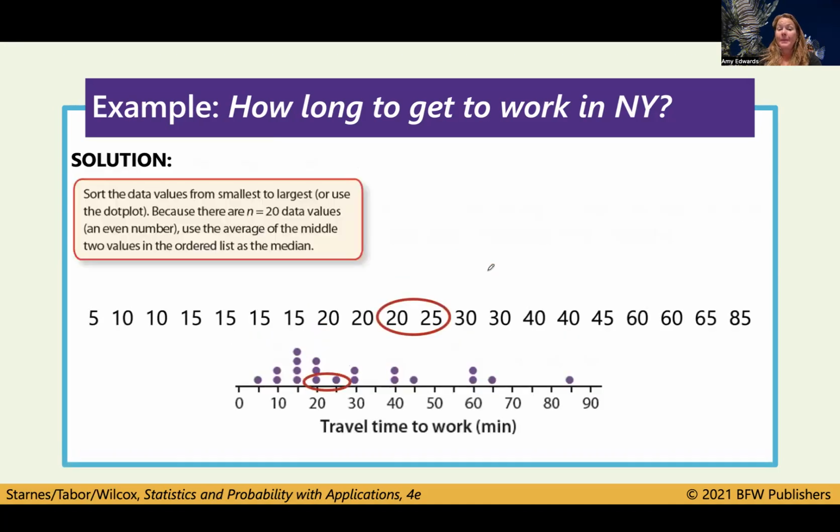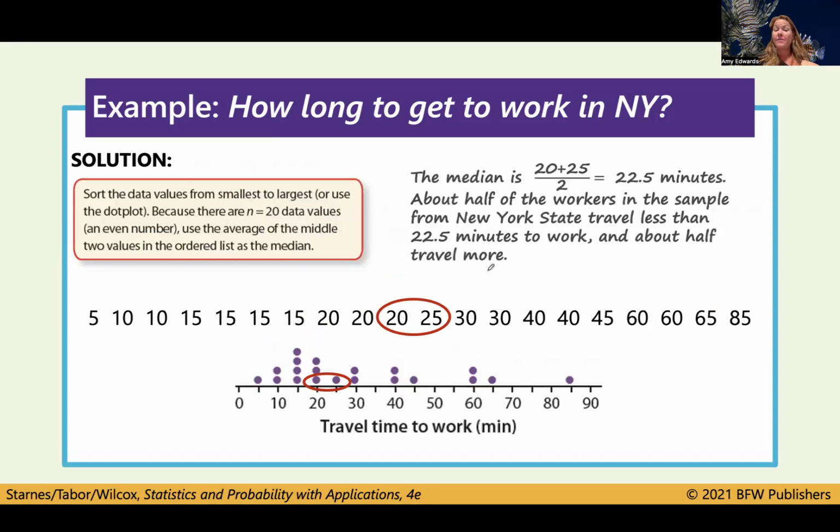Okay. Taking the middle, the average of 20 and 25, I get 22.5 minutes. So that tells me that half of the data is going to be less than 22.5 minutes, and half of the data will be more than 22.5 minutes.